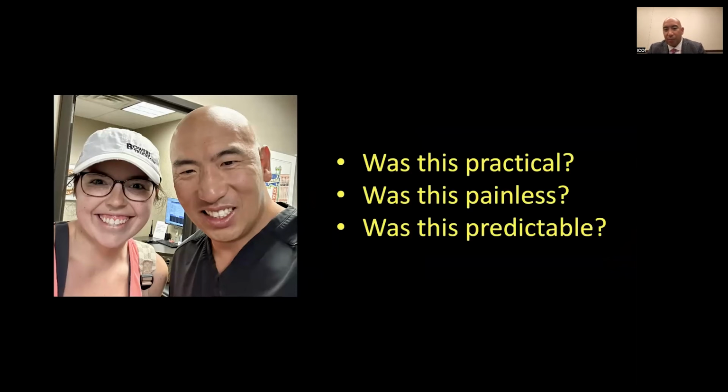What I like about this case, the result, I think, speaks for itself. It definitely looks a lot better than when she started. But what I love about it is that it was practical. It was a tuberosity graft, one surgery that took about 45 minutes, and with putting the crown back on and all that stuff, maybe an hour. It was relatively painless and it was very predictable.